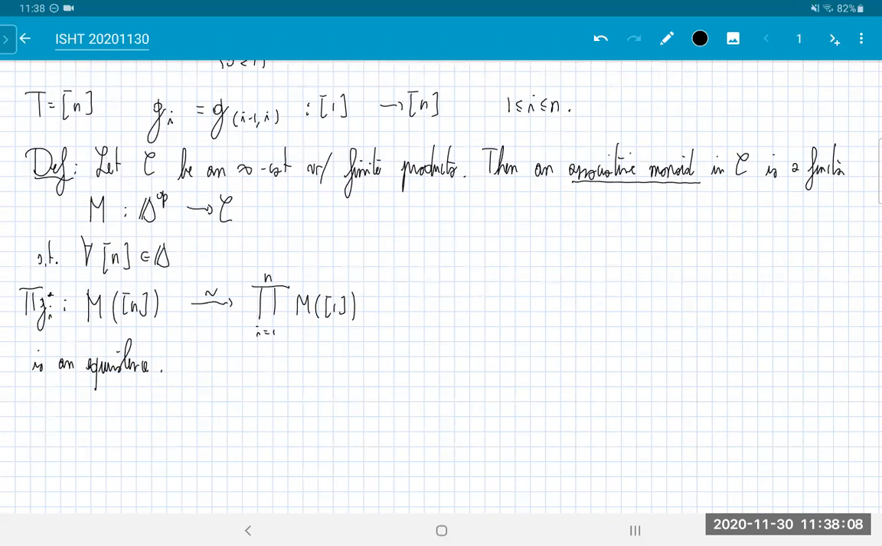And associative monoids in space are called E1 spaces.